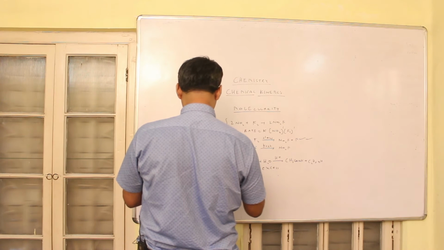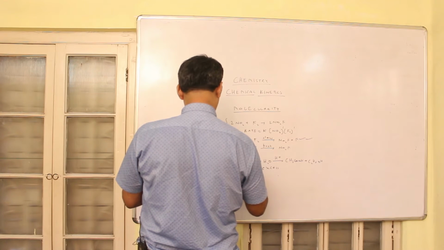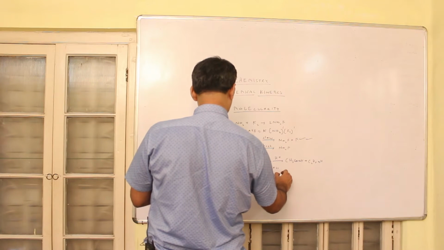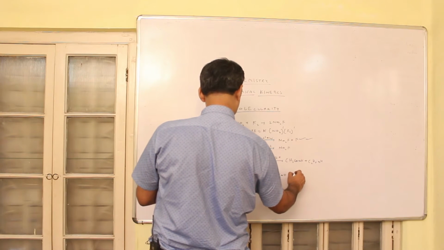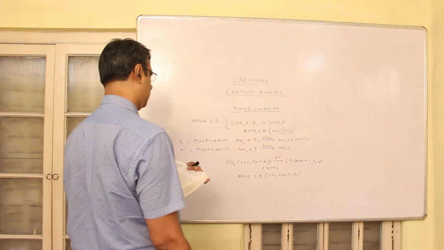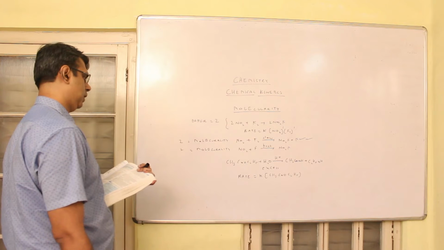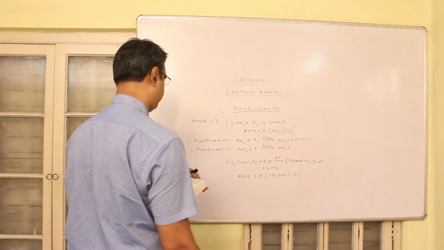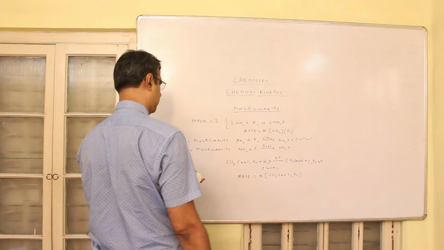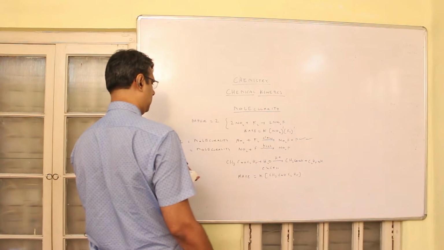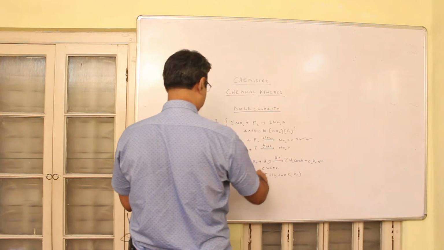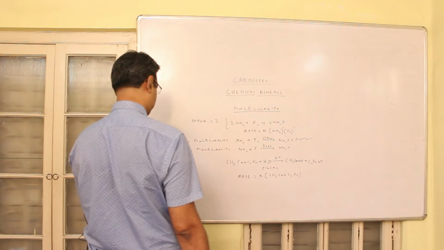So what happens is that the rate of the reaction is found to depend on concentration of ester to the power 1. So that means that it is a first order reaction. However, the reason why the reaction is first order is because we are considering that water to be in excess.